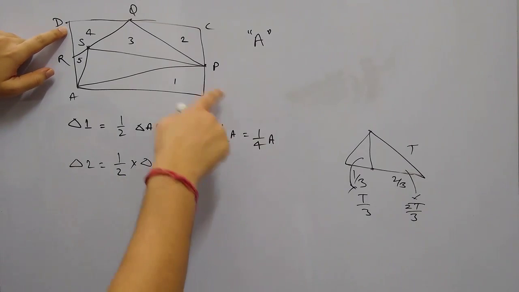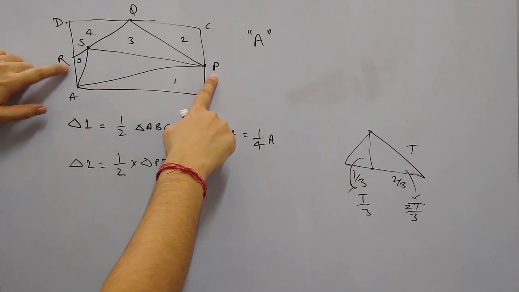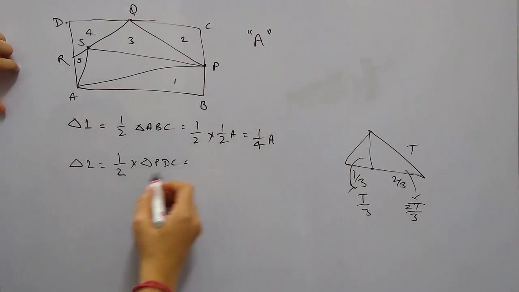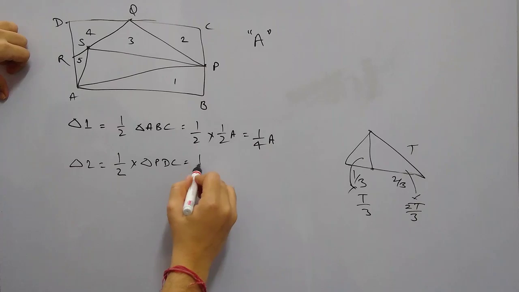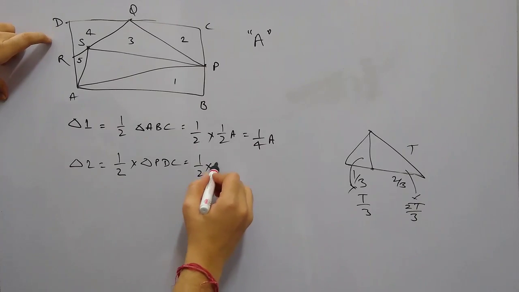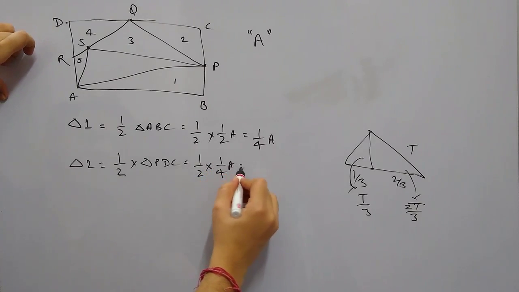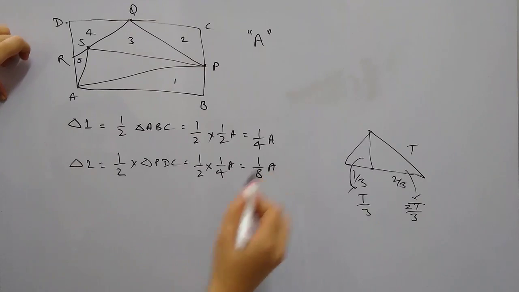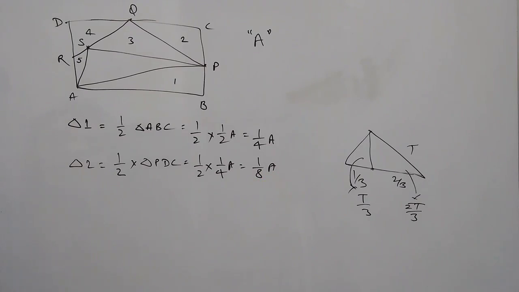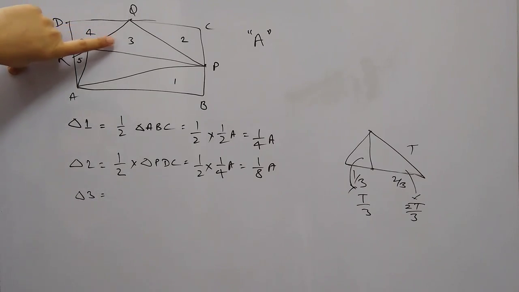Okay, and triangle PDC is half of rectangle PRDC, so that way you can get it. So PDC is 1 by 2 into, and PDC is 1 by 4th of A, so we have 1 by 8A. Okay, and now we have triangle 3.